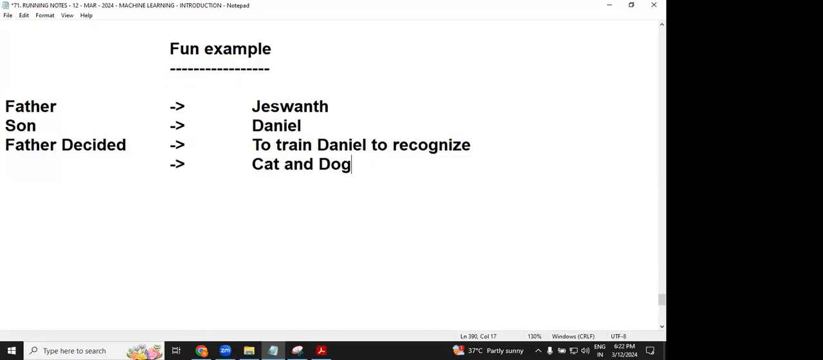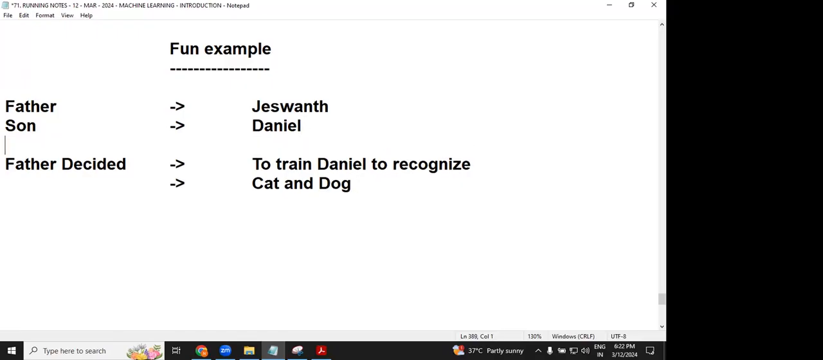My father's name is Jashwant, not an important interview question, just for your kind information. Next, the son's name is Daniel. Now my father decided, let me train my son to recognize cat and dog. Is it really required, sir? Definitely. Before education, pre-KG, LKG, small things you need to train, actually, my father and mother.